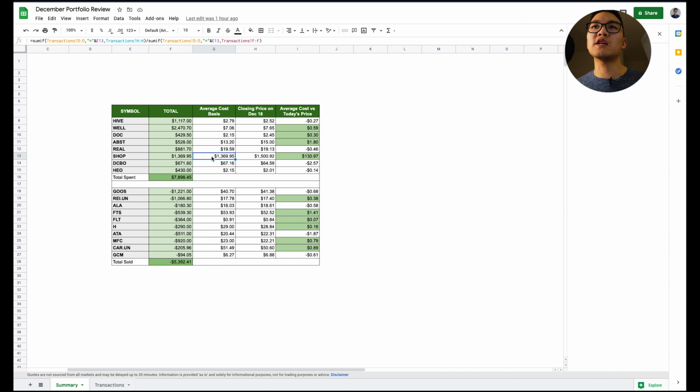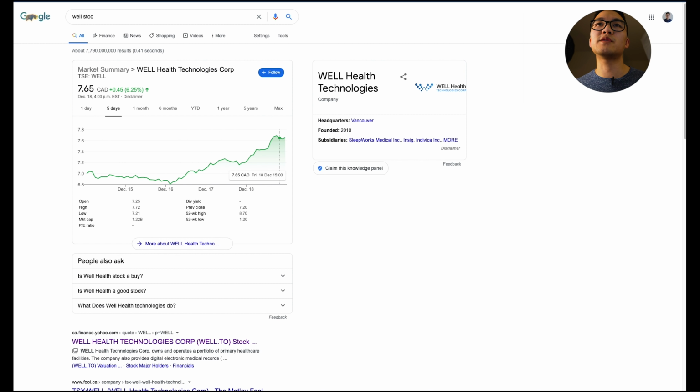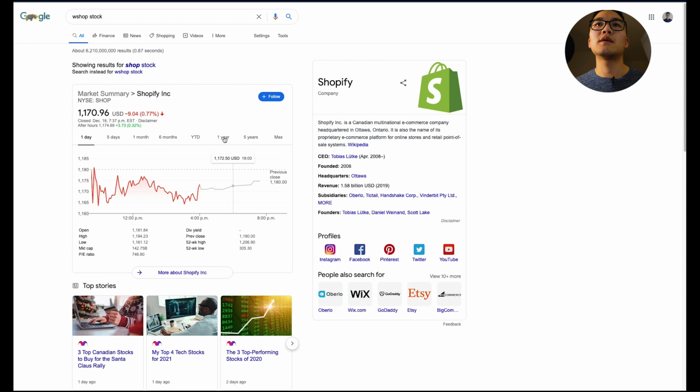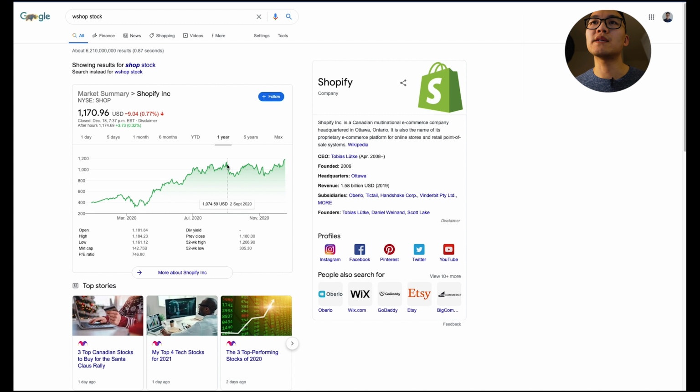So I bought at a cost basis of around $1,400, and today Shopify has actually broken out past its previous all-time highs. So if we go to Shop stock, we can see that Shopify over the past year or so, its previous all-time highs was around $1,100, and now it's broken out close to around $1,200 per share. And I think that the fact that we broke above this resistance line, which we can see was around $1,100, I think that Shopify is probably going to go for a bit of a jog, maybe to $1,300 or $1,400.